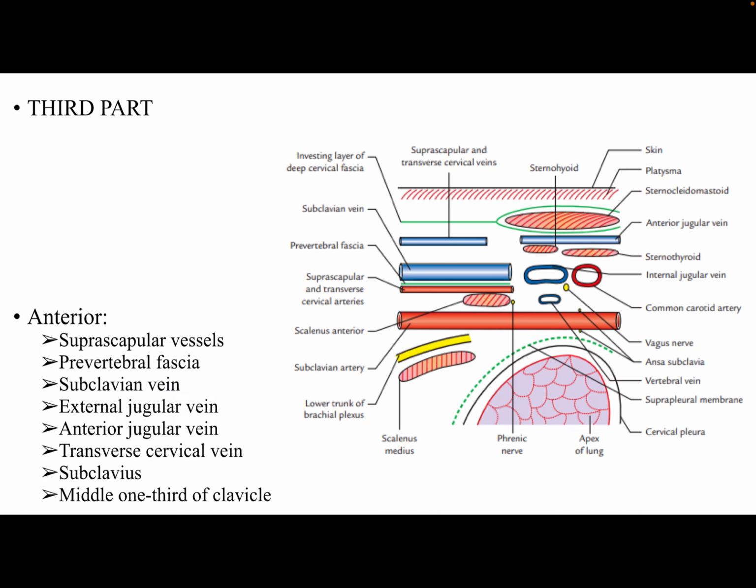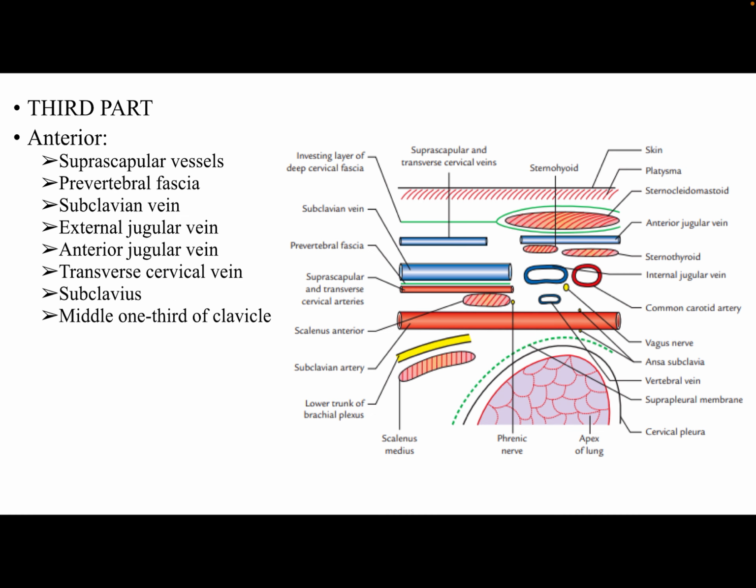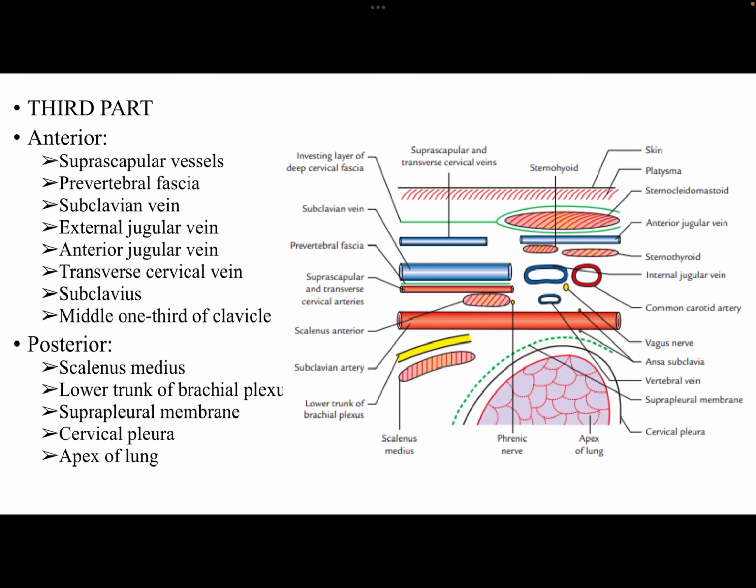The last one, the relations of the third part of the subclavian artery. Anteriorly it is related to the suprascapular vessels, prevertebral fascia, subclavian vein, external jugular vein, anterior jugular vein, transverse cervical vein, subclavius and the middle one-third of the clavicle. And the posterior relations are the scalenus medius, lower trunk of brachial plexus, suprapleural membrane, cervical pleura and apex of the lungs. These are the relations of the subclavian artery.